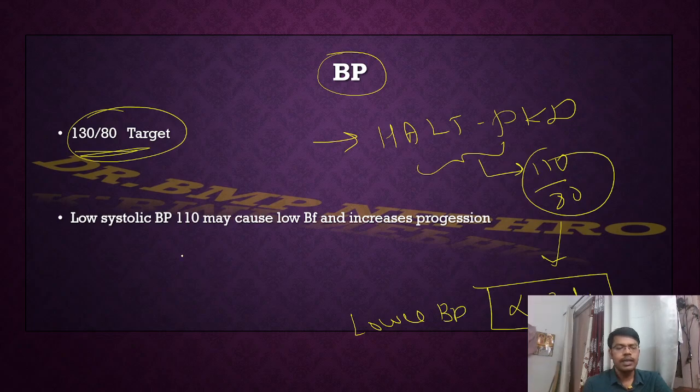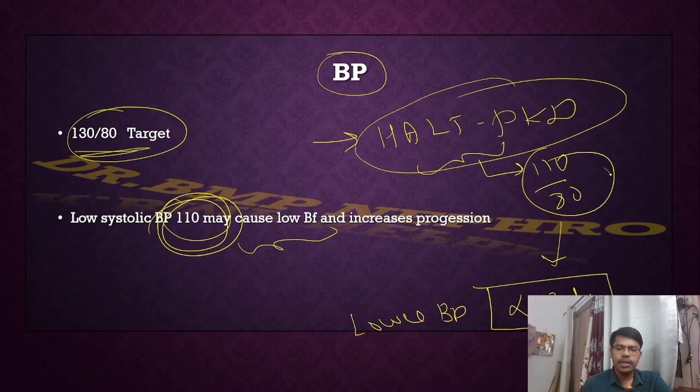In the HALT PKD trial, in some situation, if we take the BP lower than 110, then probably the outcome might not be that much good. So based on HALT PKD trial, the BP target can be 110 over 80. In Harrison, sometimes you get this sentence, lower BP, but once the HALT PKD trial is done, it has showed 110 over 80 can be the target, which shows better preservation of the renal function.